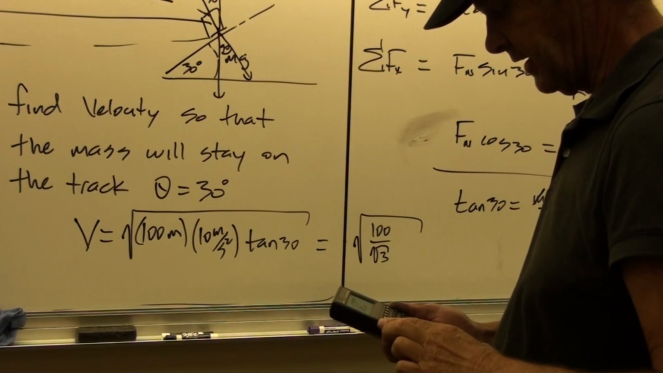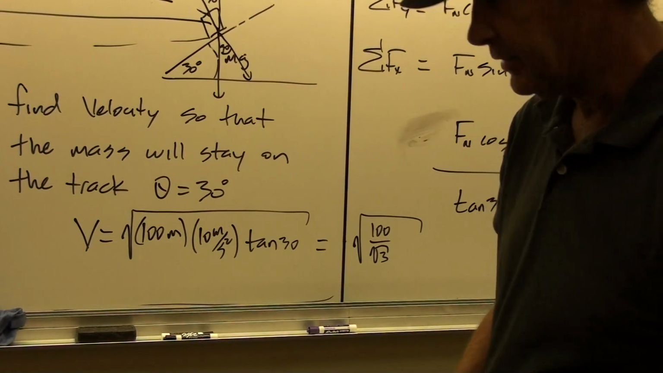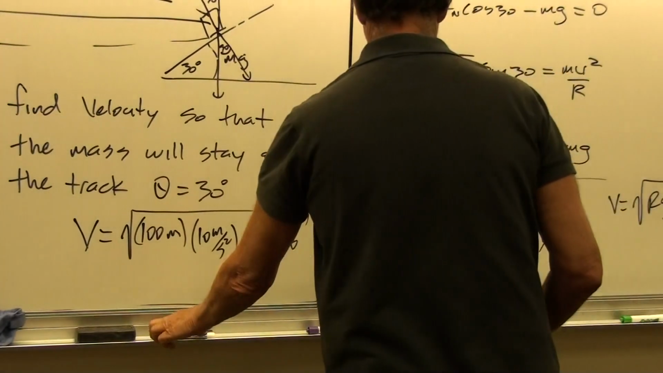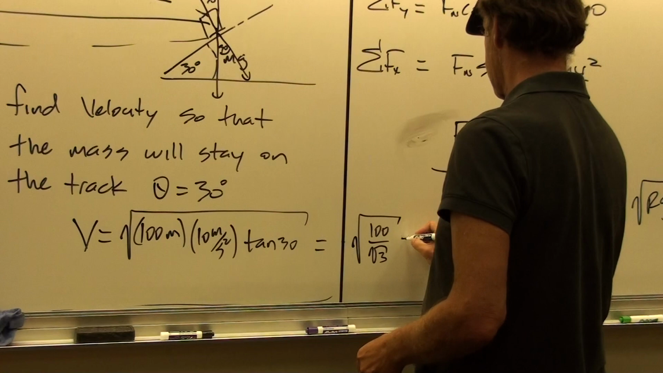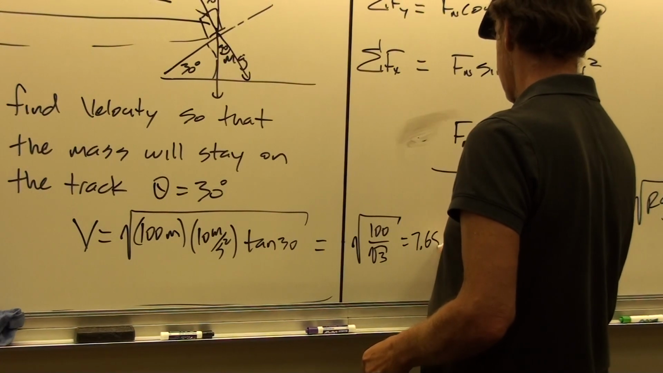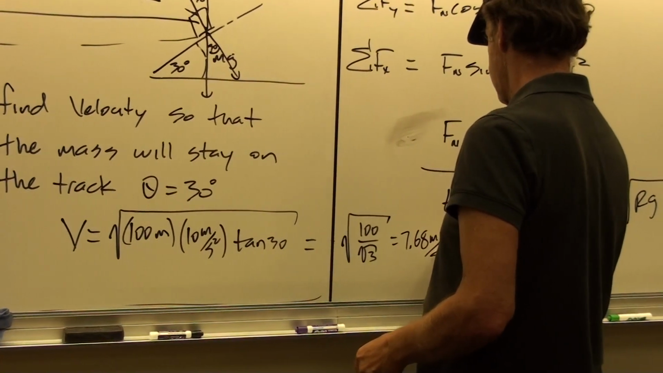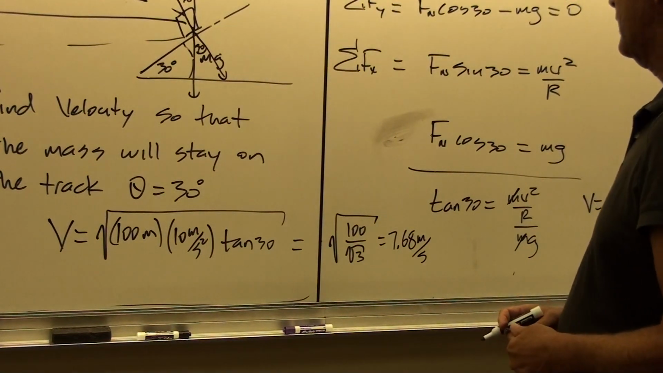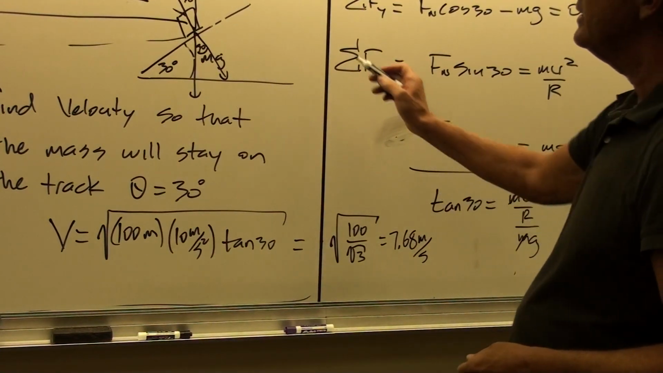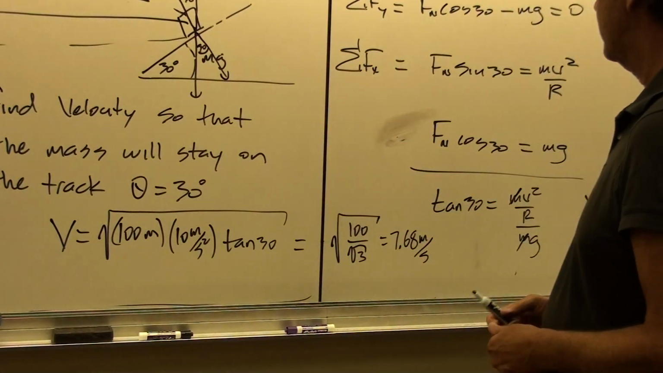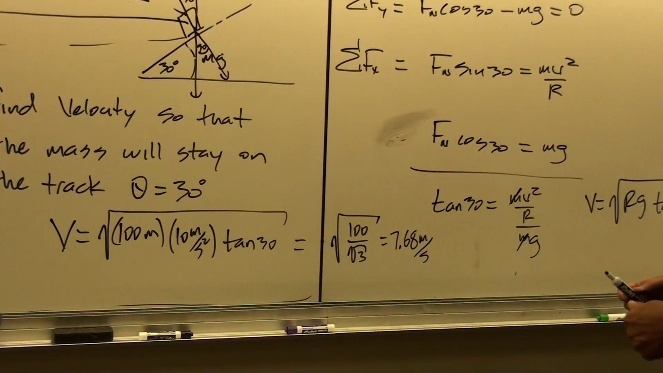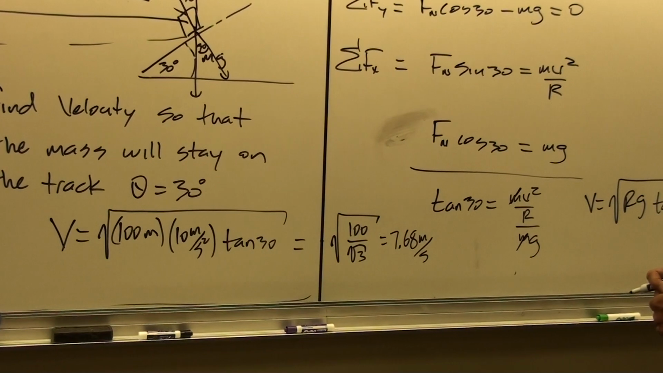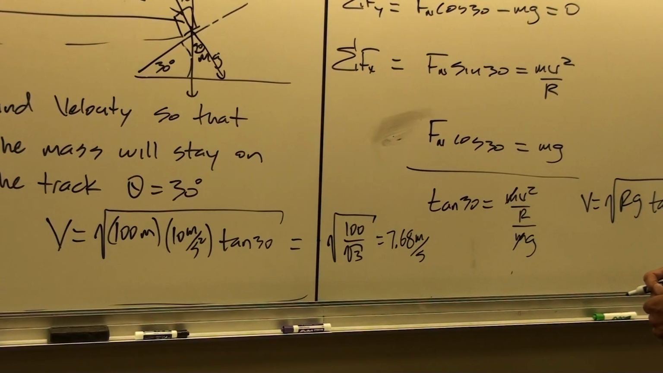Which is 7.68 meters per second. Okay, so at that velocity, then you wouldn't need friction to hold you onto the incline. You would have selected for a velocity that's equal to 7.68 meters per second.